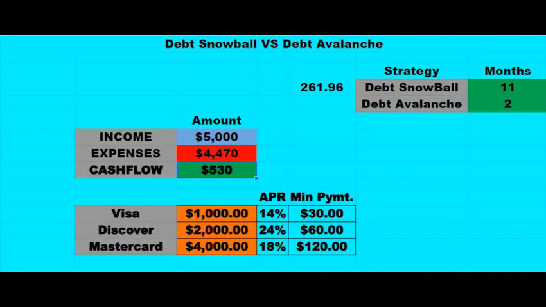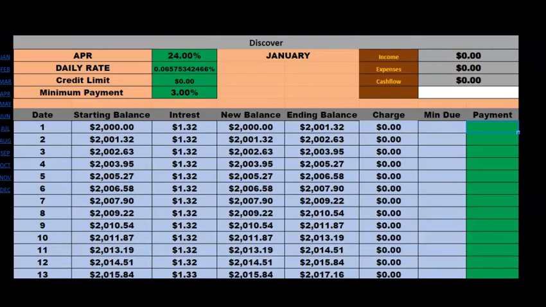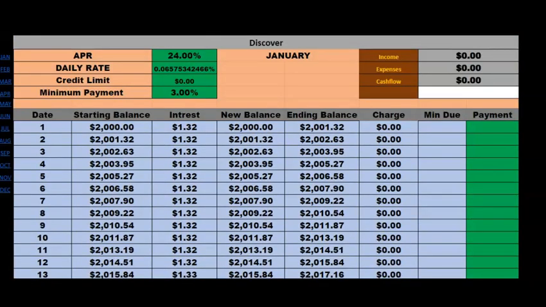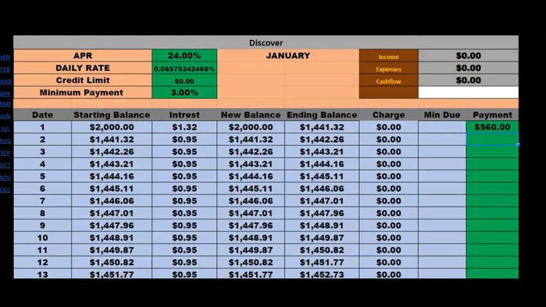Debt Avalanche tackles the highest interest first. So let's reset this. Okay, so we look at our interest rates here. Our highest one is the Discover card at 24%. So we'll start with that one. So again, we're back at Discover, 24%, $2,000 starting balance. The minimum payment is $60 a month. So we have our cash flow of $500. First payment will be $560.